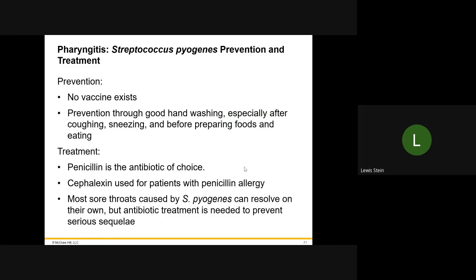We don't have a vaccine. It's all about prevention and being watchful and basically keeping your distance until you start to get better and improve. Stay away from making foods. Penicillins forever have been the drugs of choice.